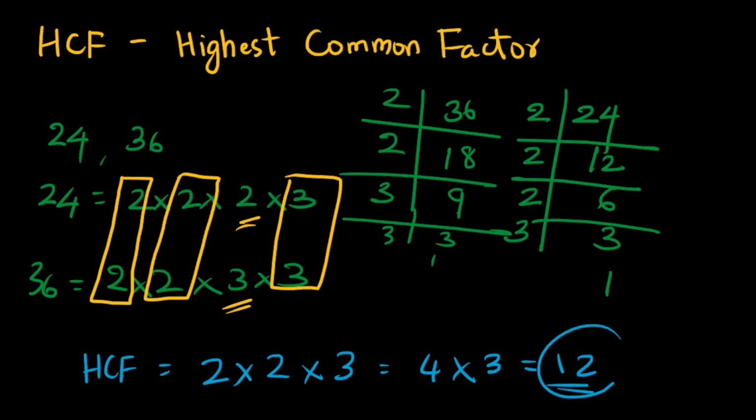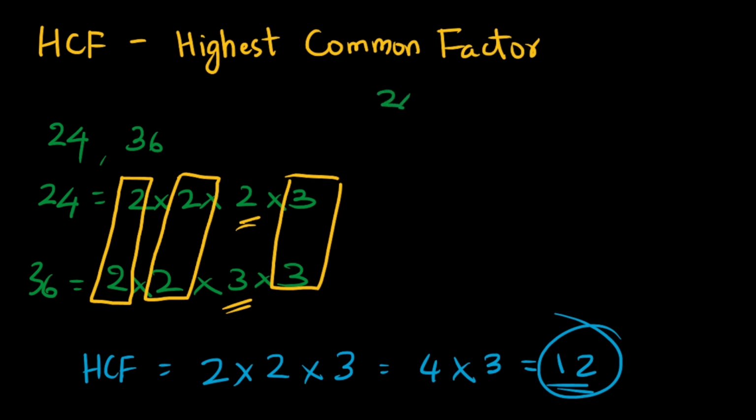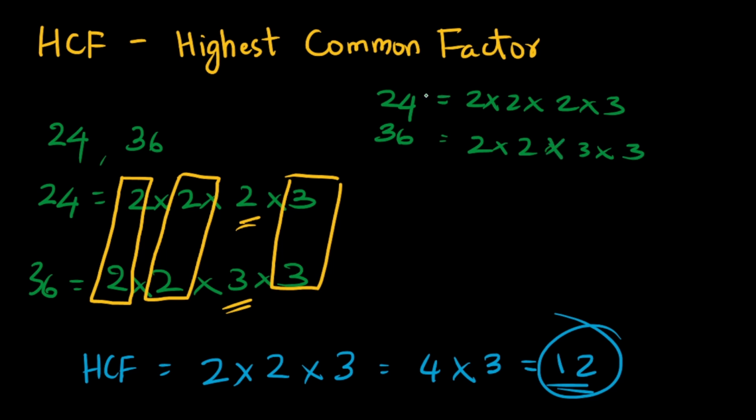Okay, I hope this is clear. Once again, if you want, I'll explain. Here you see 24 can be expressed as 2 into 2 into 2 into 3, right? And 36 can be expressed as 2 into 2 into 3 into 3. We have to check the highest common factor. For that, you have to check the common factor between 24 and 36, right?